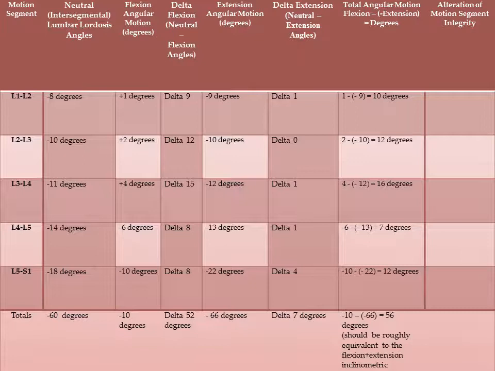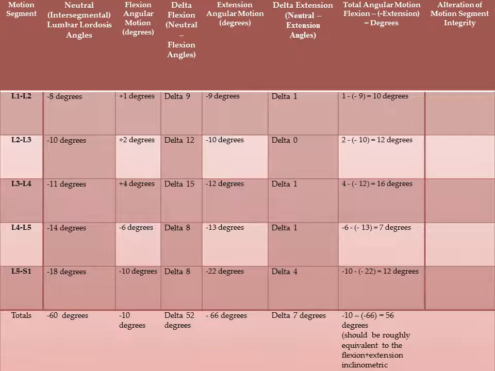So we use the equation that total angular motion equals the flexion angular motion minus the extension angular motion, and keep careful track of your positive and minus signs. Lordosis angles are indicated by a minus sign. Flexion angles are indicated by a plus sign.